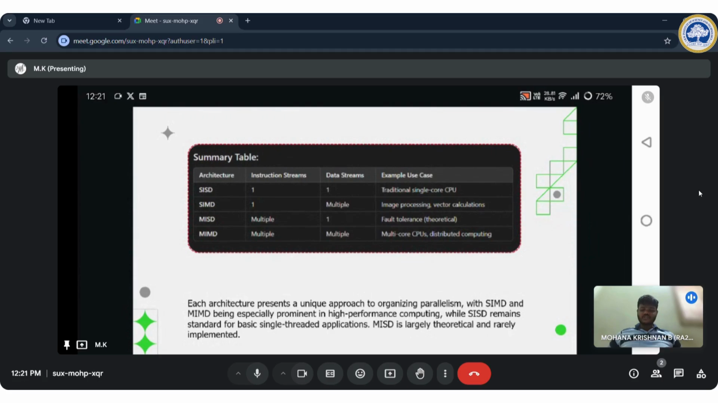Each architecture presents a unique approach to organizing parallelism, with SIMD and MIMD being especially prominent in high-performance computing, while SISD remains standard for basic single-threaded applications. MISD is largely theoretical and rarely implemented.